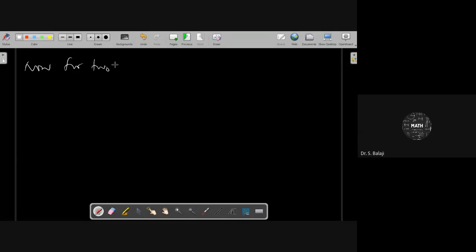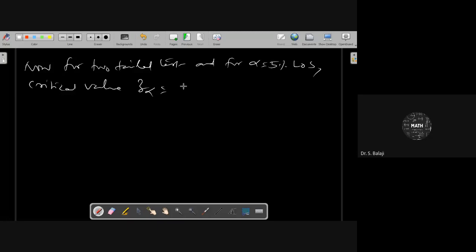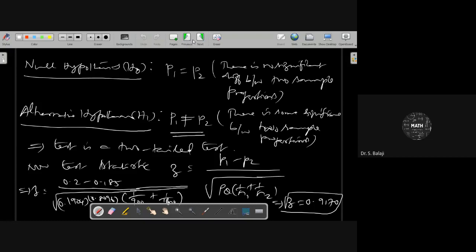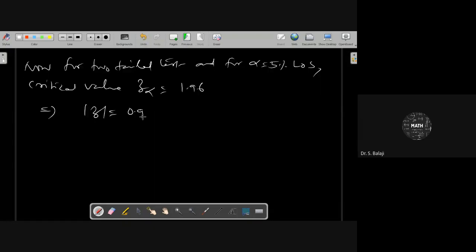The test is a two-tailed test. Therefore, for a two-tailed test at alpha equal to 5% level of significance, the critical value is 1.96, that is, modulus of Z alpha. The modulus of Z, 0.9170, is less than 1.96. Therefore modulus of Z is less than modulus of Z alpha, so your answer will be accept H naught.